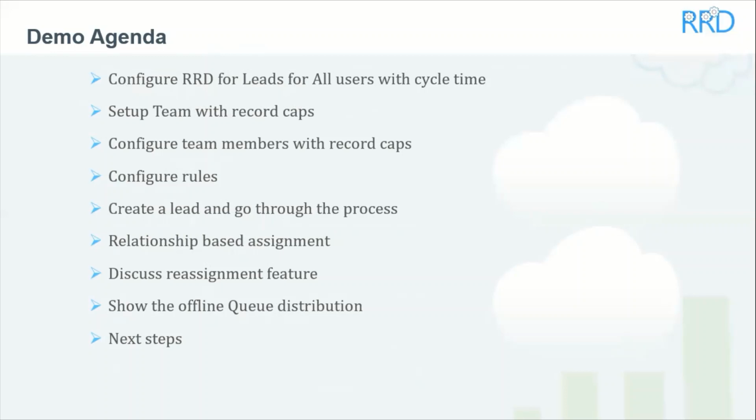I'm going to go through configuring RRD for leads. I'm going to set up a new team, set up some caps, configure some team members and put some caps on them, and configure some rules, and show you how easy it is. As you create a lead, it's going to go through the distribution engine, and it's going to show the distribution as it happens. Towards the end, I'm going to use our capabilities for relationship-based assignments and show you how you configure that in the system and how it works. Then I'll discuss the reassignment feature, how the manual reassignment that I talked about earlier using a button would work, and then how the queue distribution works.